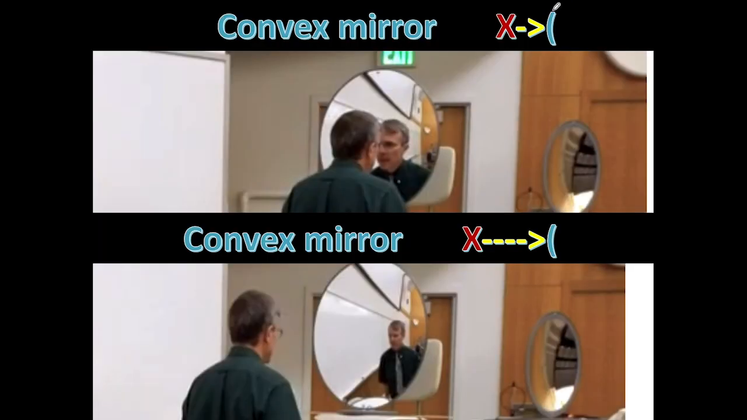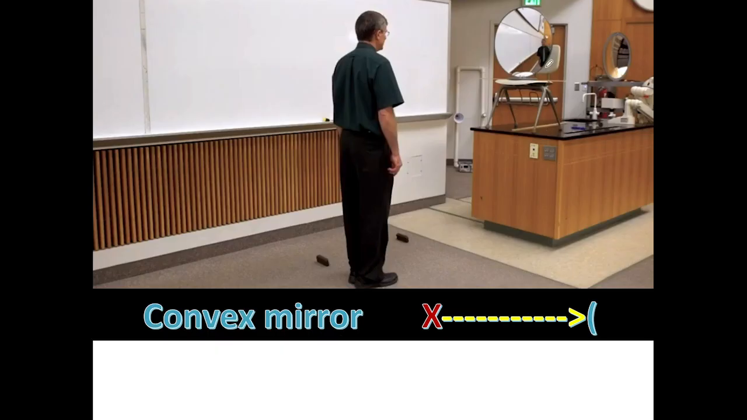So this is our convex mirror. If you're really close to the thing, so this is you, let's come in here, hitting the mirror, you're going to be larger. And then as you go away, you're going to get smaller and smaller.